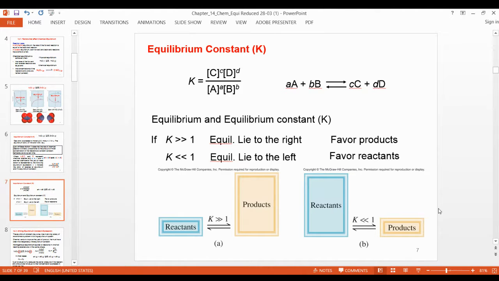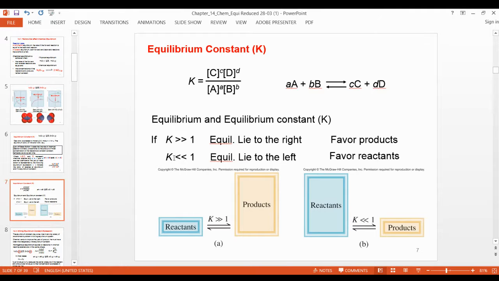So this is all about a chemical equation and how to write the equilibrium constant. Now, based on this chemical equilibrium and equilibrium constant, what is the relation here? If the equilibrium constant is greater than 1, it means that the equilibrium lies towards the right. It means that the reaction will favor the products. So the reaction goes forward, meaning the reactants change to products, if you get K greater than 1.